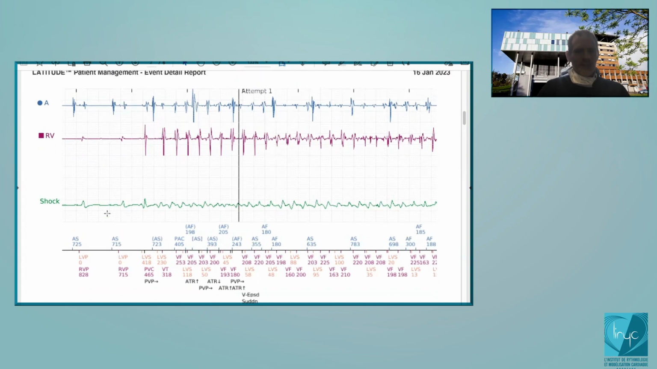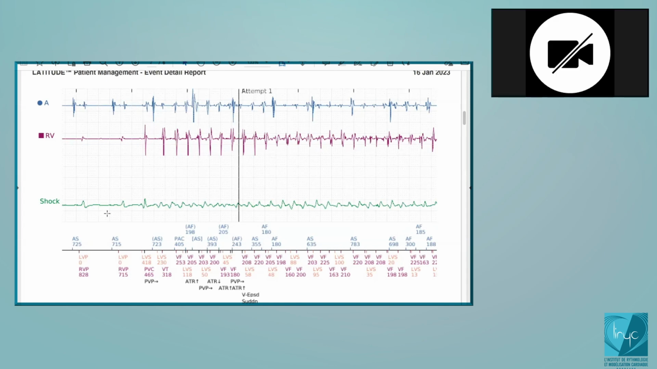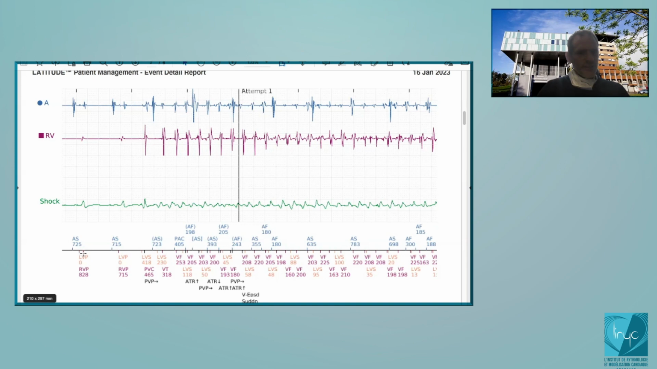Okay. Then, which kind of device is it? It's a dual chamber ICD. No, triple chamber. You see LVP here, RVP, LVP. So there is left ventricular pacing. So it's a CRT device. Okay, it's a CRT-D. Okay, so what happens?